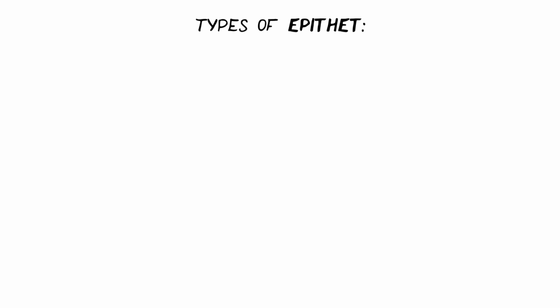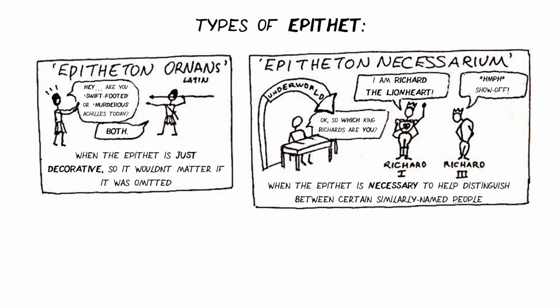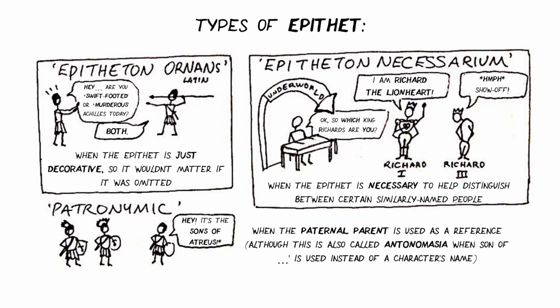There are different types of epithet that we commonly see. There's the epitheton ornans, which is actually a Latin term. And this is when the epithet is just decorative, so it wouldn't actually matter if it was omitted. There's the epitheton necessarium, another Latin term. This is where the epithet is necessary to help distinguish between certain similarly named people. And there's the patronymic. This is when the paternal parent is used as a reference, although this is also called antonomasia, when the son of is used instead of a character's name.